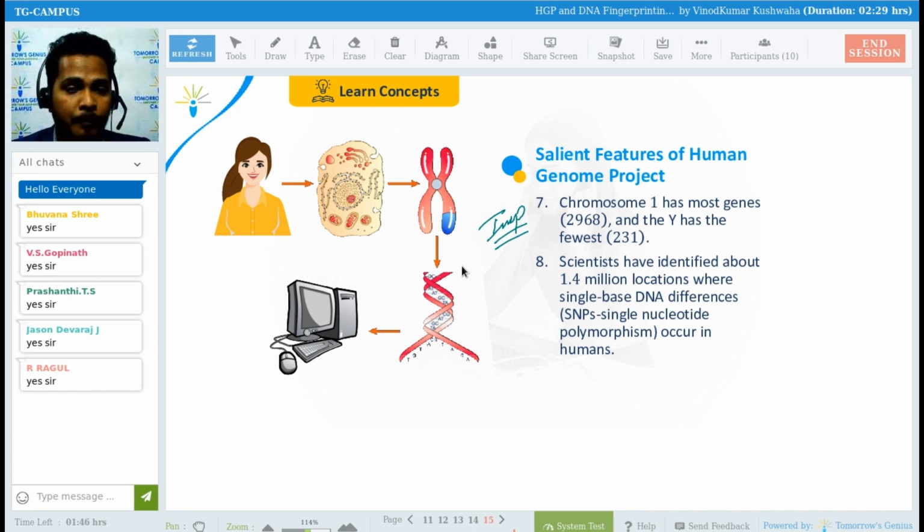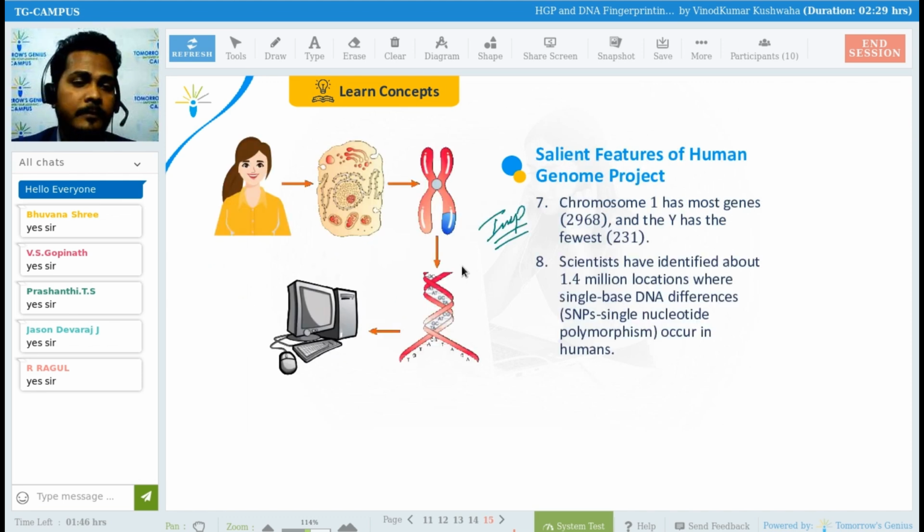It was also noticed by the scientists that there were about 1.4 million locations. Imagine 1.4, sorry, not billion, it's a million. So 1.4 million locations in the human genome sequence where single base DNA differences are found. These are the salient features that you have to remember. Clear?